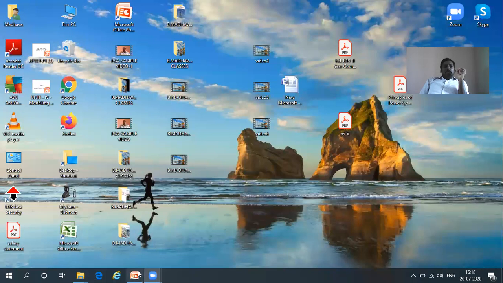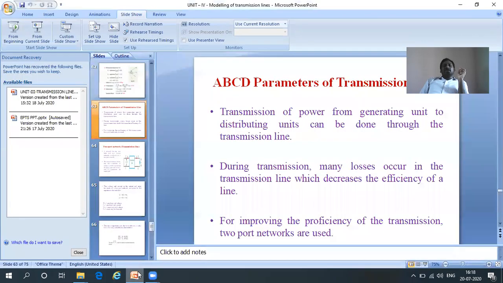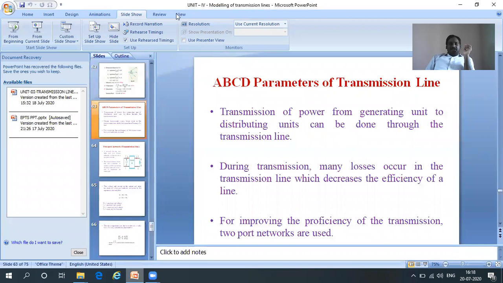To avoid this problem, we are going to discuss an accurate method to analyze the performance of transmission lines. That accurate method is the ABCD parameters method. By using ABCD parameters, we can analyze the performance of transmission lines. How? If we observe ABCD parameters, we have already discussed them in electrical circuits.